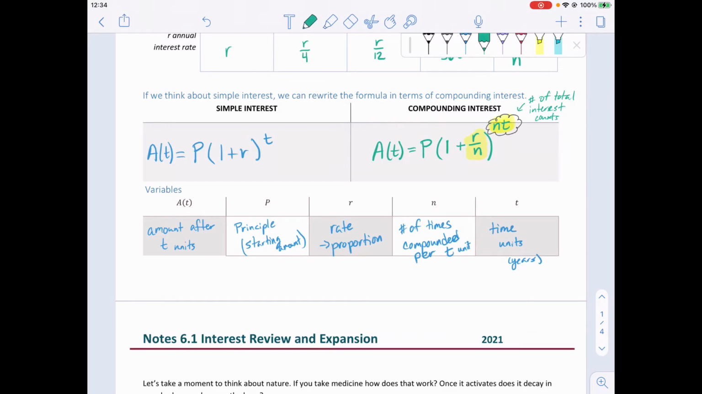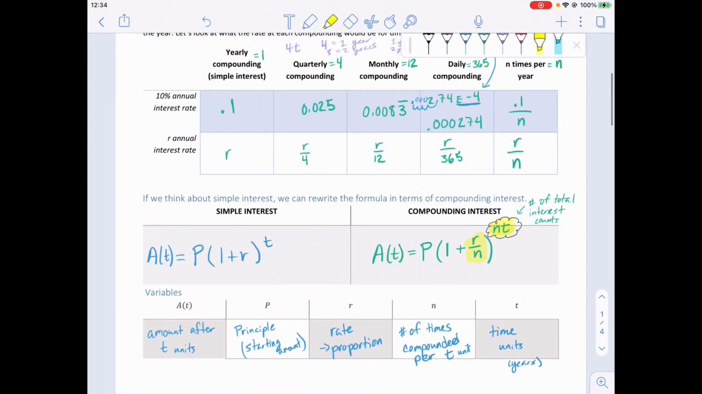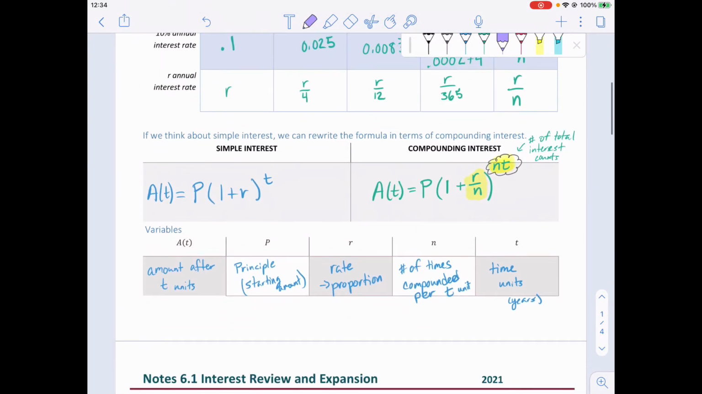Notice if n is equal to 1, which is what it would be for yearly, just 1 time per every year, that would mean we compound yearly, which is not really any compounding if we think about it, but we get A of t equals P times 1 plus r over 1 to the 1t, and that's exactly this formula. So really, this describes both cases. It's just that simple interest can be a fairly common thing, so it's not bad to remember this formula.